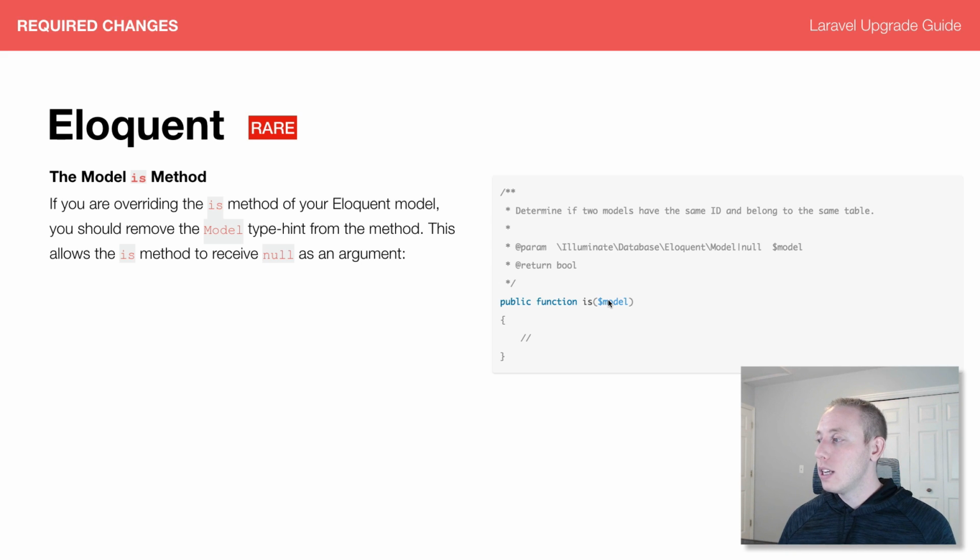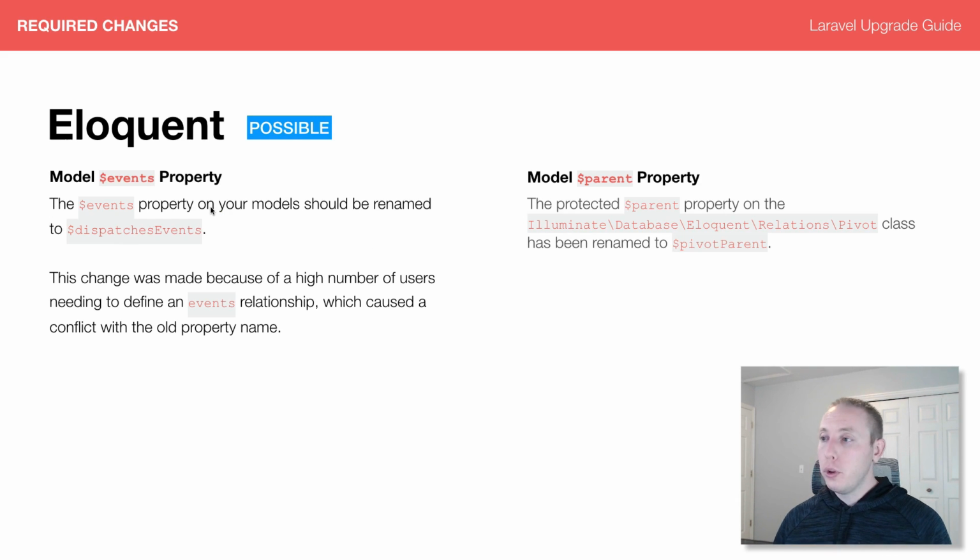And it's no longer type hinted because now it can receive null as an argument, so it can't be type hinted. So go ahead and remove the type hinting so it just accepts this model variable, and it may come in as null. And so be prepared for that if you're overriding it. Just know that it might come in as a null value and be prepared to accept that. All right. So now, both those were rare.